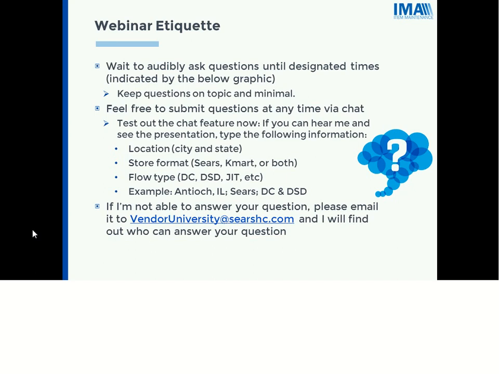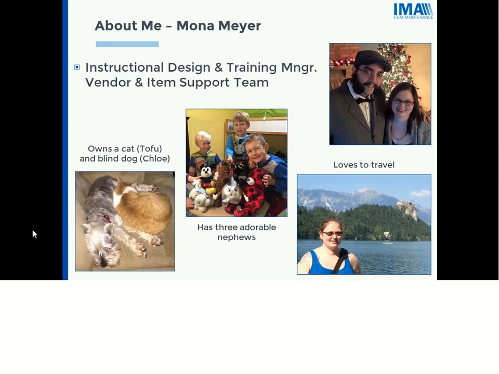So just a short bit about me, since you'll be hearing from me a lot these next 4 days. My name is Mona, and I'm the Instructional Design and Training Manager for the Vendor and Item Support team. I own a cat named Tofu and a blind dog named Chloe. I have 3 adorable nephews there in the center. I get to see them next week. I also love to travel. That's me in Slovenia last year. So just a little bit about me as we go through the week.